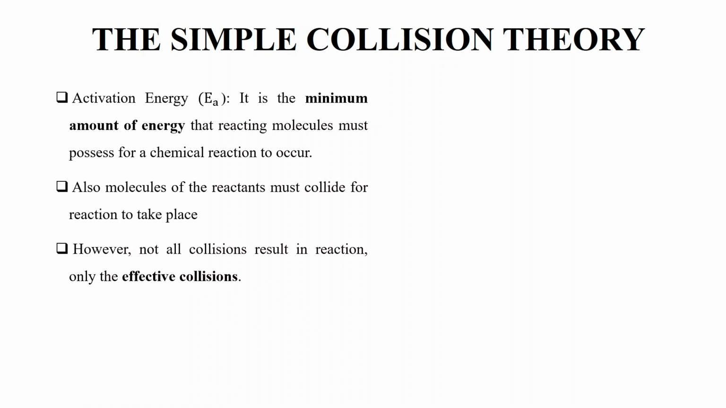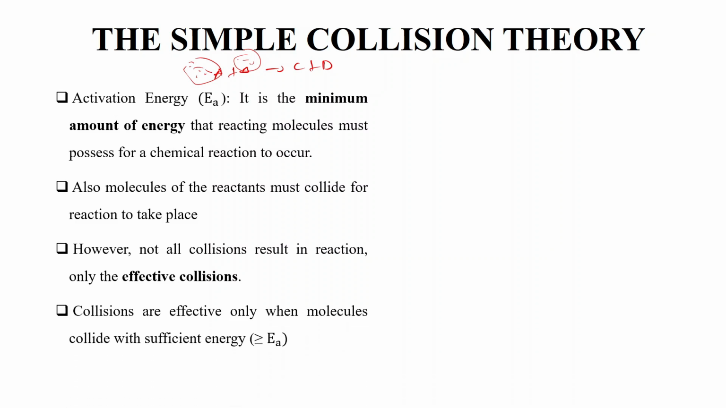However, not all collisions result in reaction. Whenever there are collisions, it doesn't mean reactions are always going to occur. The only collisions that lead to reaction are the effective collisions. So let's say we have a reaction A plus B going into C plus D. The molecules of A and the molecules of B must collide. So a molecule of A collides with a molecule of B, and that goes on in the reactor. They keep on colliding, and then C and D are being formed. Now, not every molecule of A that collides with a molecule of B forms the products C and D. The ones that form the products C and D are the effective collisions.